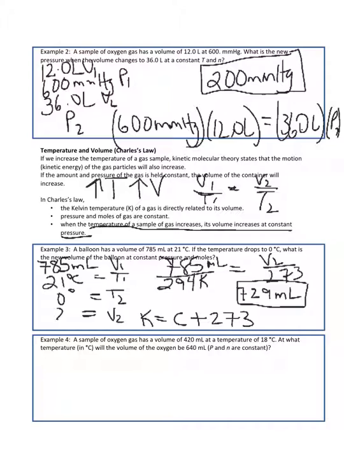This makes sense, right? We said that if you increase one, you increase the other. Also, the reverse is true. If you decrease the temperature, you would expect the volume to decrease. So we went from 785 milliliters, our initial volume, to a new lower volume of 729.